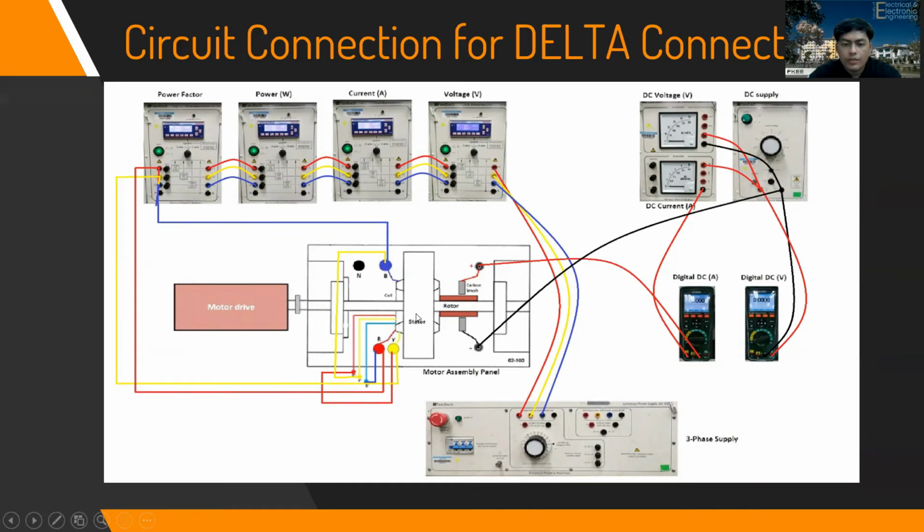Red, yellow, and blue. From the incoming of the stator, from the red phase, it connects with the yellow terminal here, and then from the yellow terminal, it connects with the blue terminal at the stator, and lastly from the blue terminal it connects with the red phase in the stator. So that's all the connection for the delta.